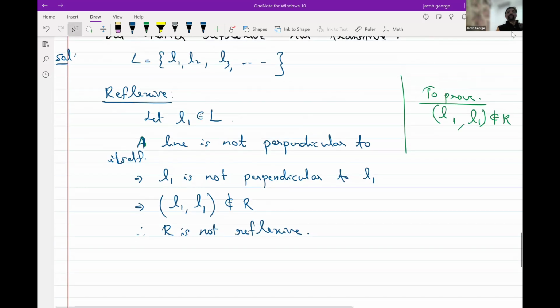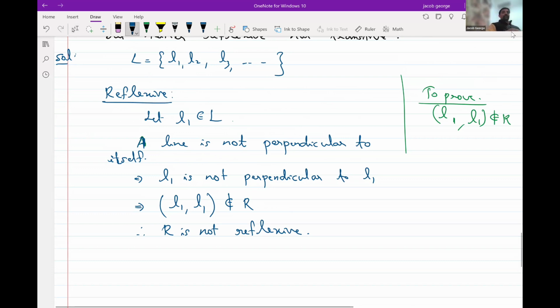Yes, this is the first one, for proving R is not reflexive. Is it clear? We take an element, L1 element of capital L. Since a line is not perpendicular to itself, L1 is not perpendicular to L1. That means L1 comma L1 is not an element of R.